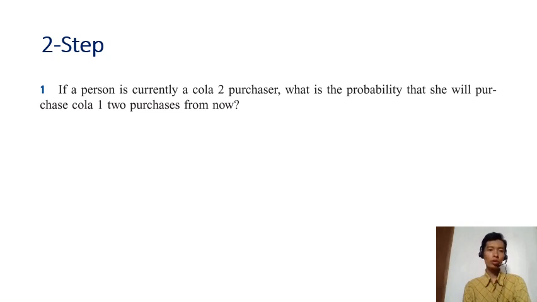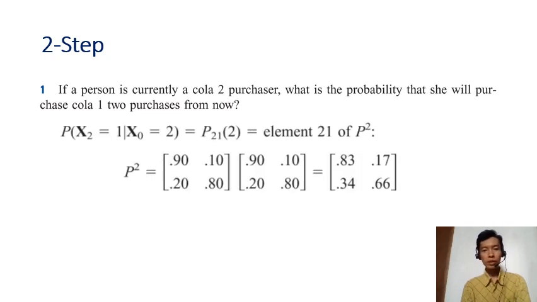First, we're going to look at the 2-step probability. Because we're looking at 2-step probabilities, what we need to do is simply multiply the matrix P 2 times to obtain P squared. So P times P again. Then the question says the person is currently a cola 2 purchaser. We'd like to know the probability she will purchase cola 1. Once you have this P squared matrix, you can just look at row 2, column 1. So that is the answer, 34%.